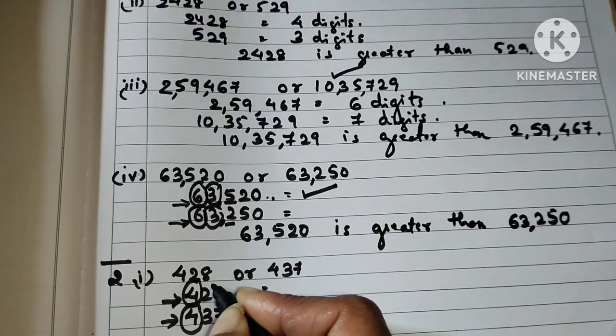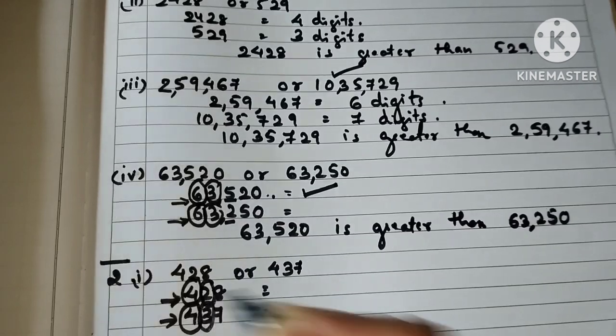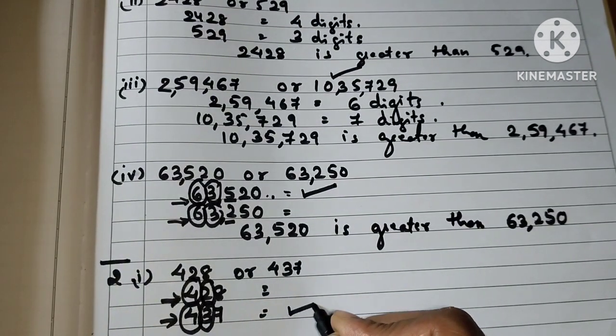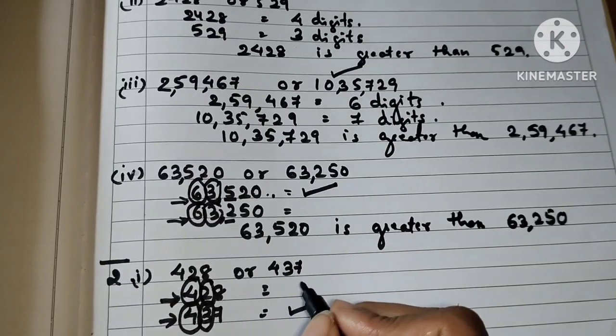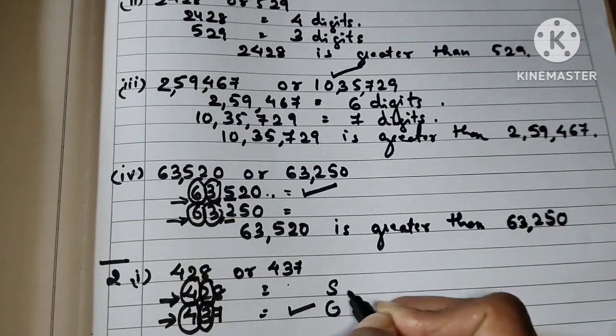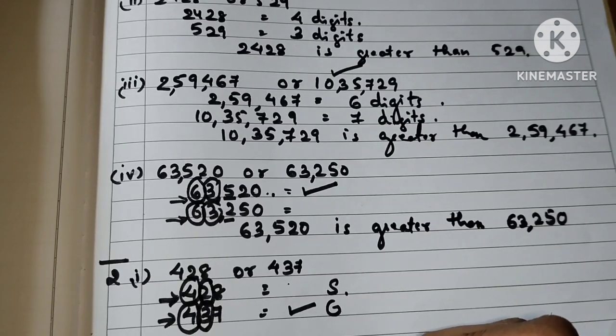Here the second digit is 2 and 3, isn't it? 2 and 3. So the 437 is the greatest number. This is the smallest number. This is the greatest number. This is the smallest number. Now what we have to write it as?